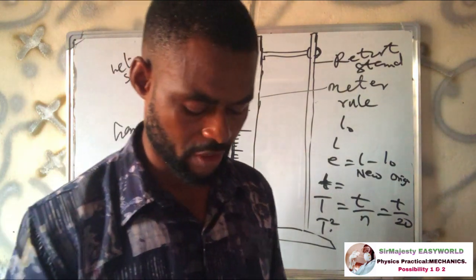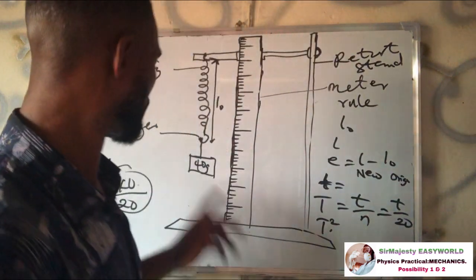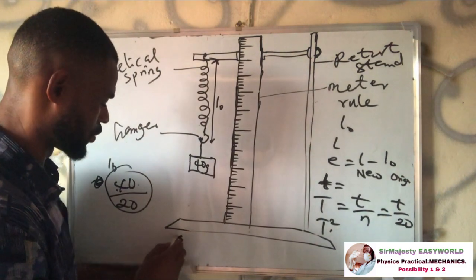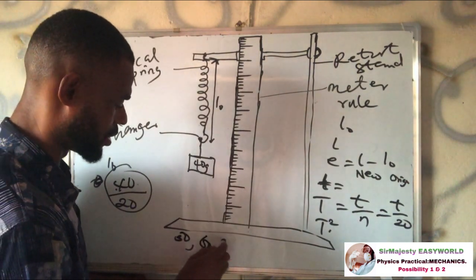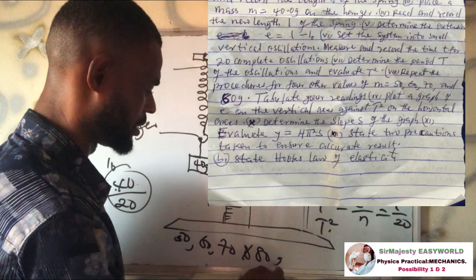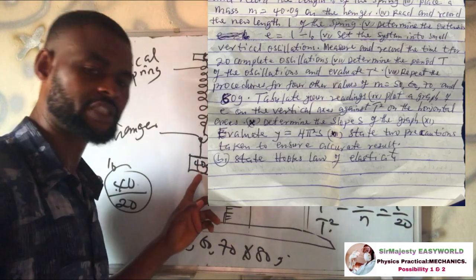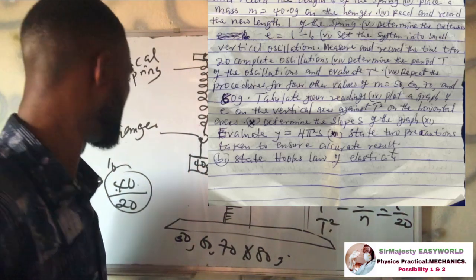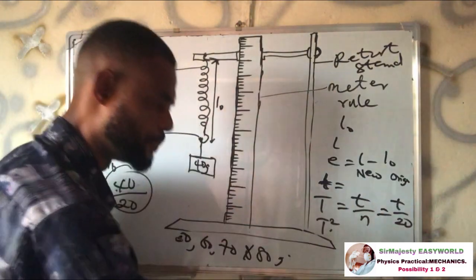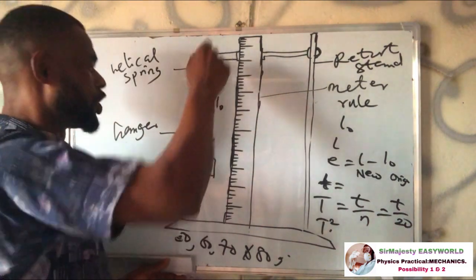Then the question also says, repeat the procedure for 4 other values of m: 50, 60, 70, and 80 gram. When you have carried out the first experiment, remove this mass of 40. That's the first one. Remove it and replace it with a 50 gram mass. Repeat the experiment. When you place 50 here, measure the new length.